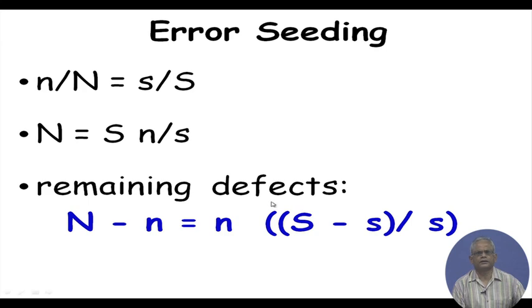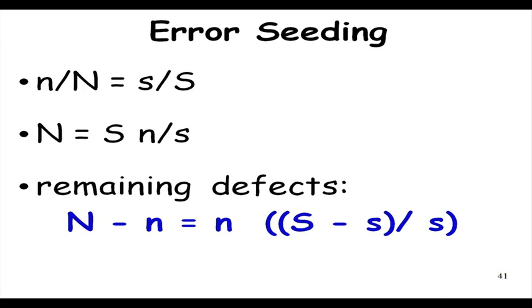So, error seeding is an important technique to find out the number of bugs that have been left behind in the software even after doing a careful development and carrying out thorough testing. So, we will stop this session at this point and continue from this point onwards in the next session. Thank you.